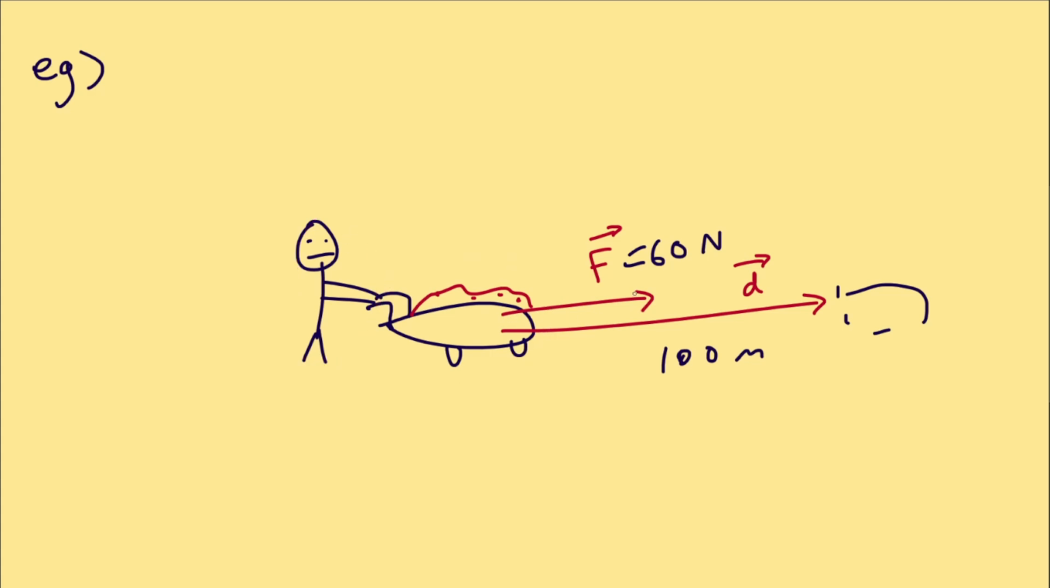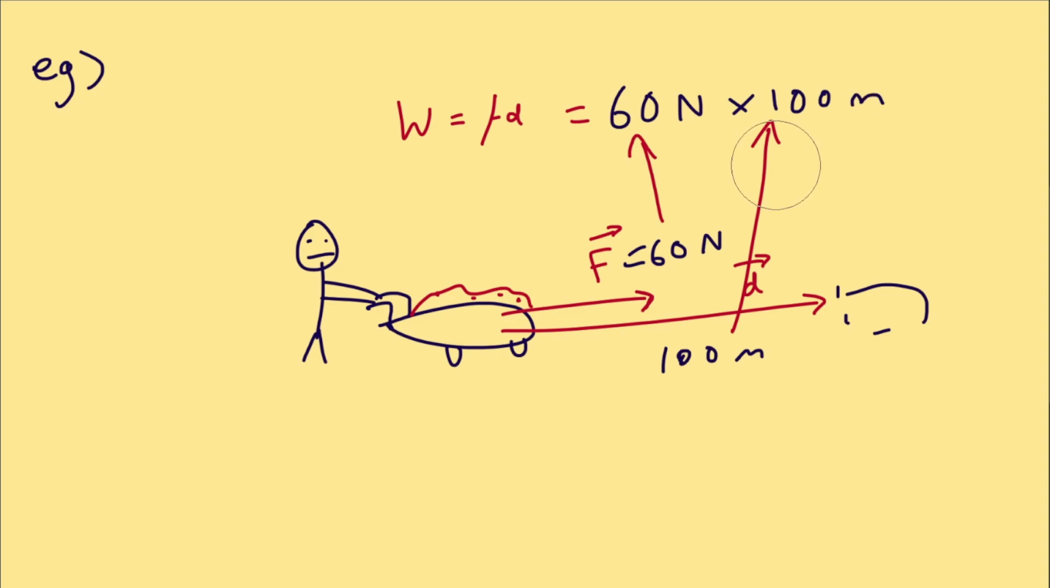Because the force is in the same direction as the displacement, we don't have to use cosine or anything like that. We simply say work equals Fd, which is equal to 60 newtons times 100 meters, and you get 6,000 joules. In the standard SI system, which is used globally in science, the joule, denoted with J, is the unit of measurement for work done. So 6,000 J.